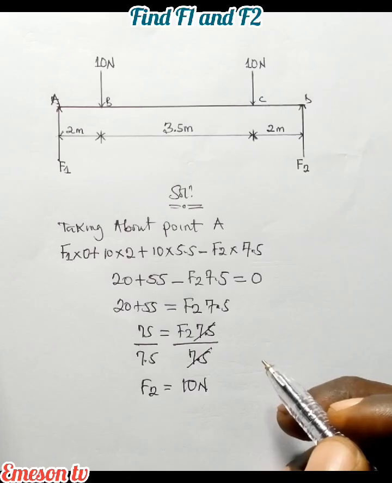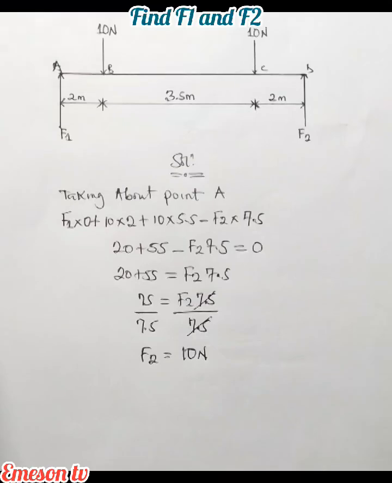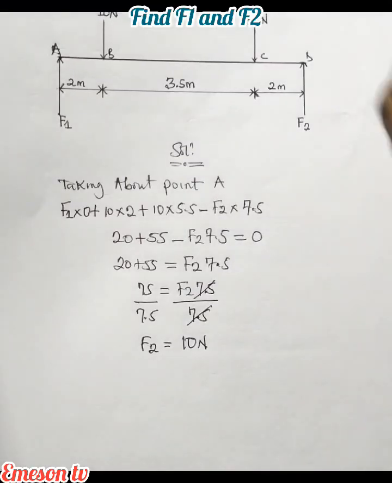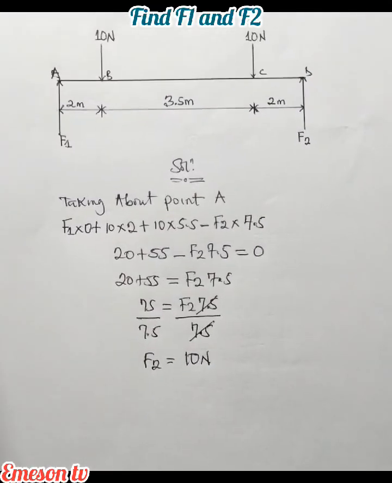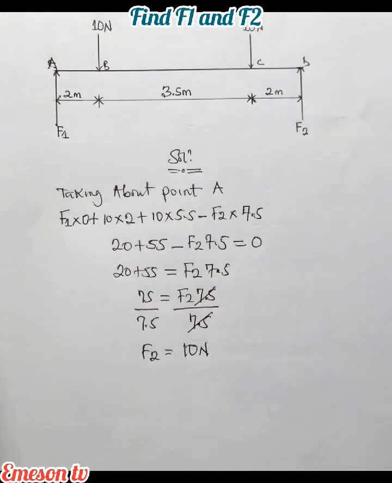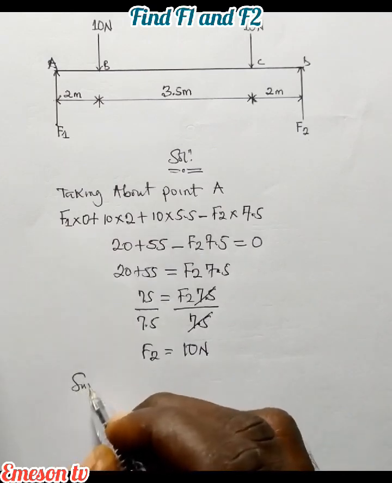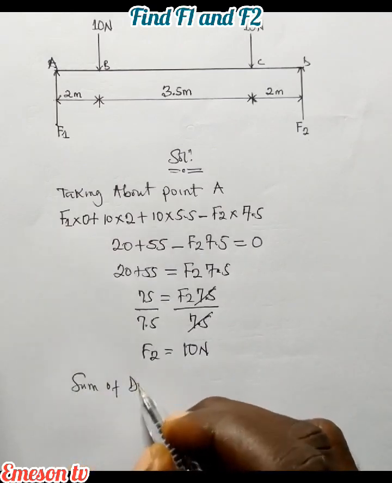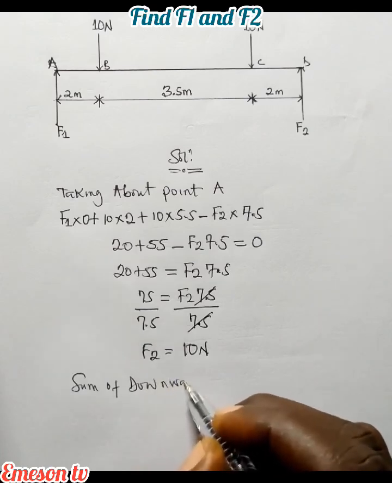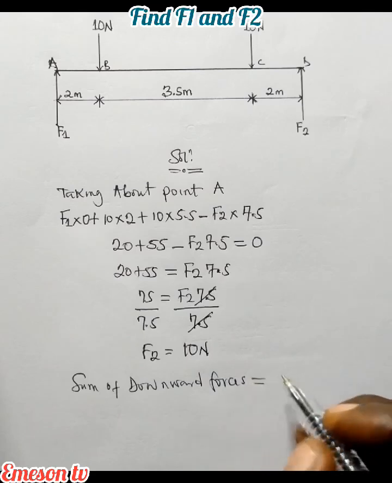Having known F2, we can now find out F1. How do we find out F1? If I take moment about point D, I will get F1. But the easiest way to get F1 is this. Take sum of downward forces is equal to what?